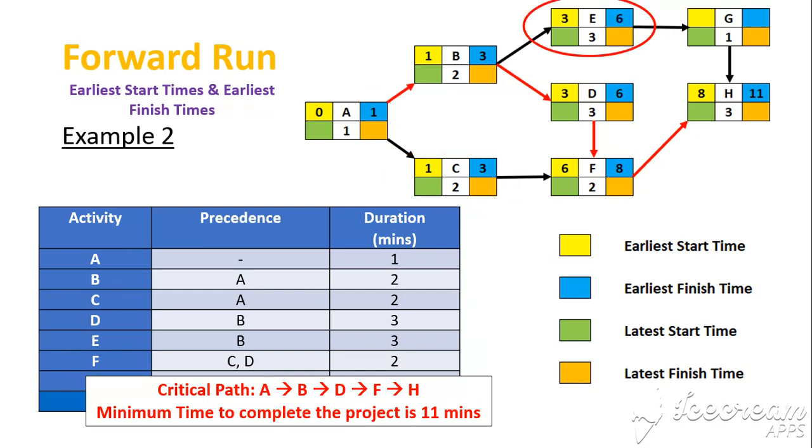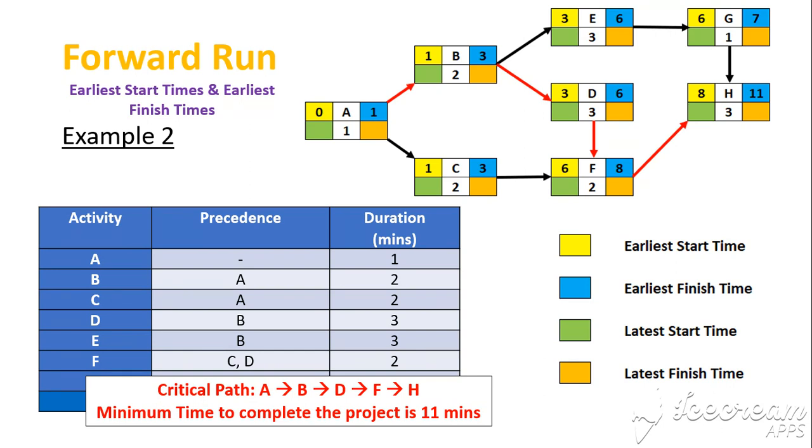Activity E is next, and it must follow activity B. Activity B finishes at 3 minutes. So activity E can start at 3 minutes. It takes 3 minutes to do that activity. So the earliest time it will finish is 6 minutes. And activity G follows activity E. Activity E finishes at 6 minutes. So activity G can start at 6 minutes. It takes 1 minute to complete, and it can finish at 7 minutes at the earliest.